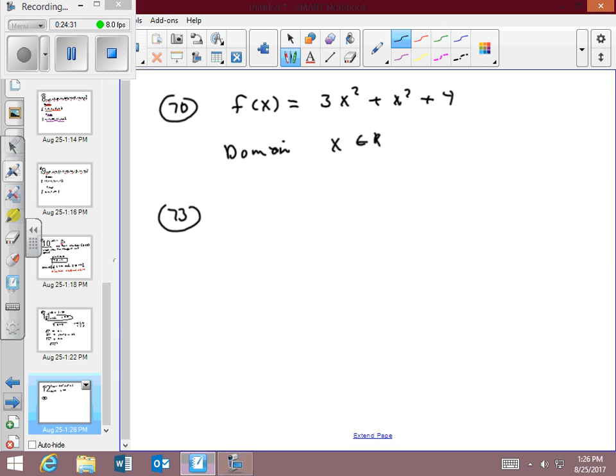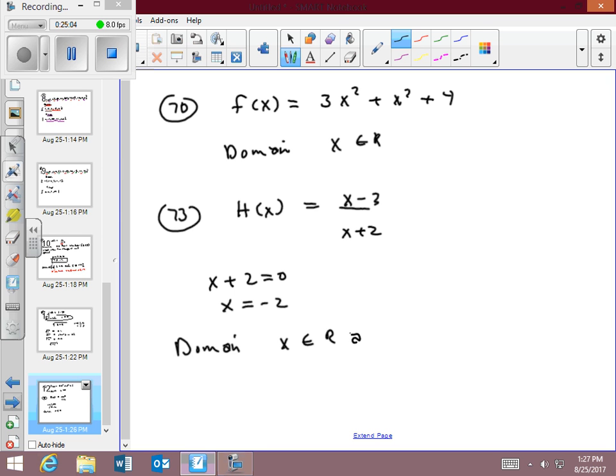73, h of x, x minus 2 over x plus 2. Is there a variable in the denominator? Yeah, x plus 2 is the denominator, it has the x in it. So you go x plus 2 equals 0, x equals minus 2. So the domain is x is an element of the reals, and x is not equal to minus 2.